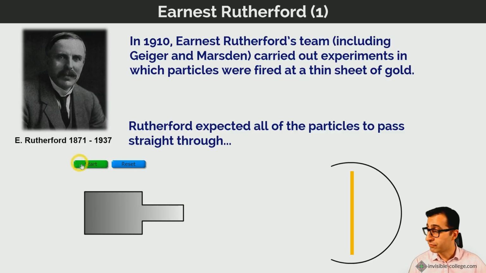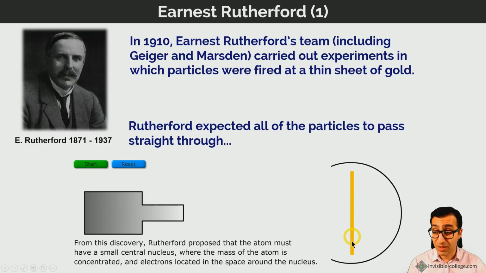But he found something very different. When he fired those alpha particles at the gold film and he placed a photographic film behind that very thin sheet of gold, he found that many of the particles did pass through, but some of them were deflected at varying angles, and some of them were even reflected back from the gold film. Now, this shouldn't have happened if the plum pudding model was correct.